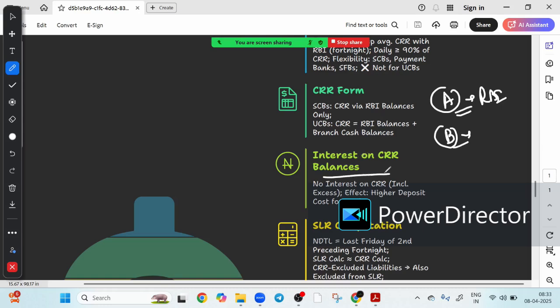If you look at the interest on CRR balance, wondering what the bank earns on this reserve, well, no interest is paid on CRR balance. It is a pure liquidity tool, not a revenue generating asset. It ensures banks always have a cash cushion just in case.